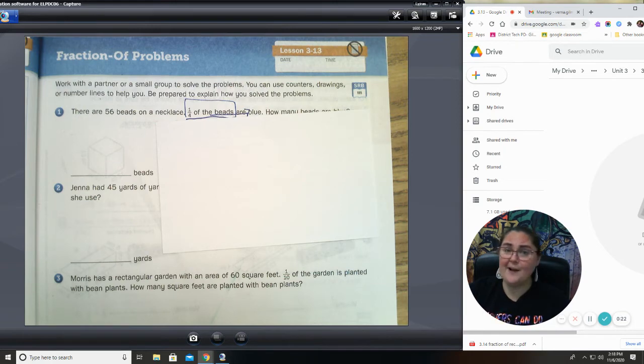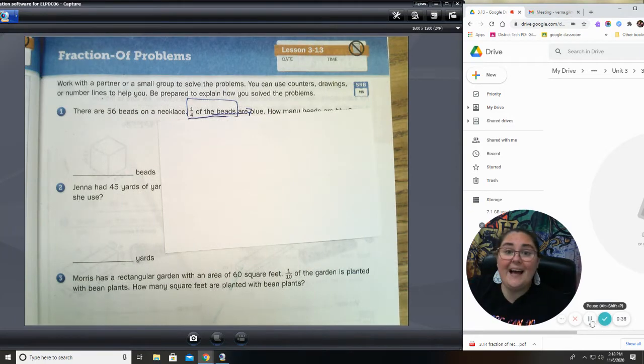When we're working on fraction of problems, or when you see the word of in a story problem, what do you think the of stands for? Does it mean that you multiply, divide, add, or subtract? When you say of, that means multiply. Whenever you're looking at different story problems, and like this one, it says 1/4 of the beads, that means I'm going to multiply 1/4 times something else.